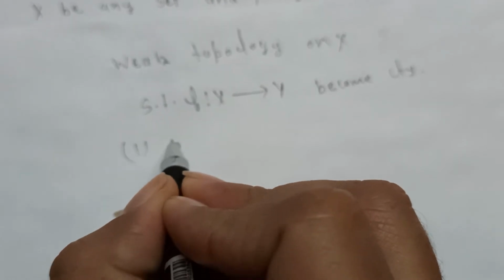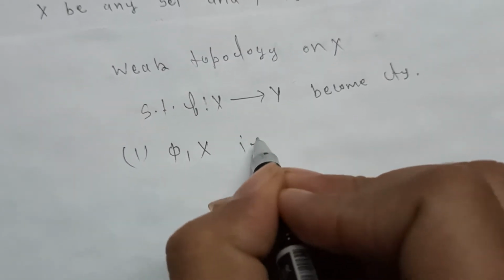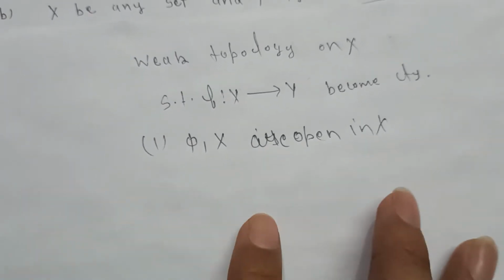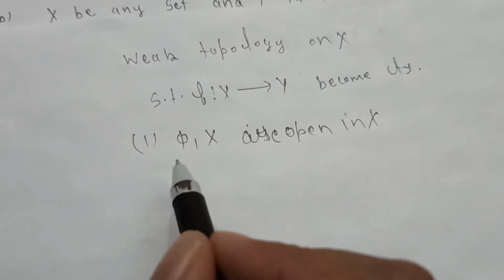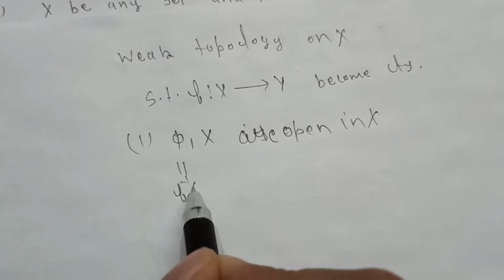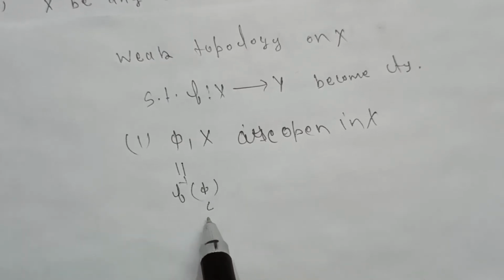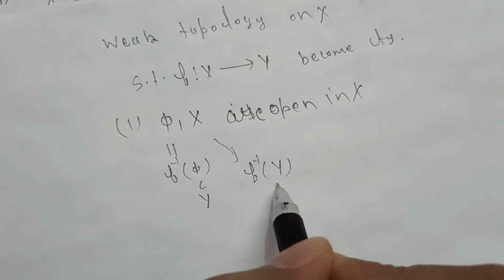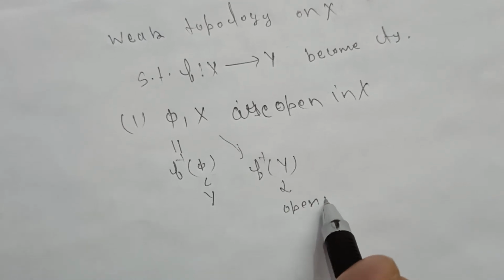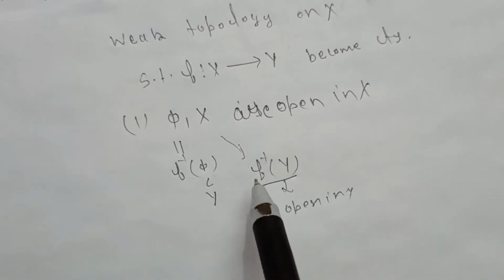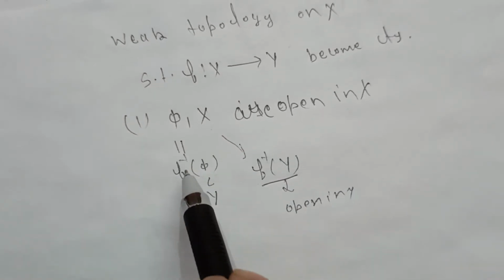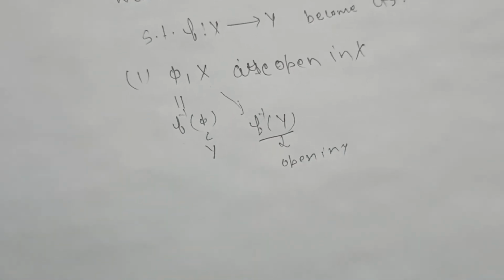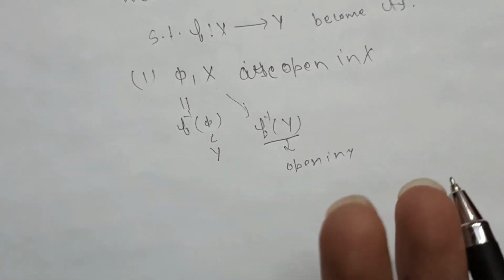The first is that phi and X are open in X. This has to be open in X, and that is very easy to check because phi is the inverse image of phi, where this phi is a subset of Y, and X is nothing but the inverse image of Y, and Y is also open in Y. Therefore the inverse image of that is open in X, that is, X is open in X, and f inverse of phi is phi, which is open anyway. Now the first condition is true.